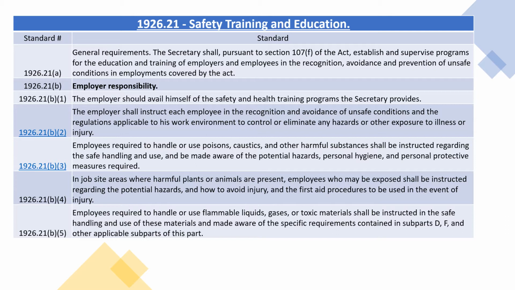1926.21(b)(4). In job site areas where harmful plants or animals are present, employees who may be exposed shall be instructed regarding the potential hazards and how to avoid injury, and the first aid procedures to be used in the event of injury.